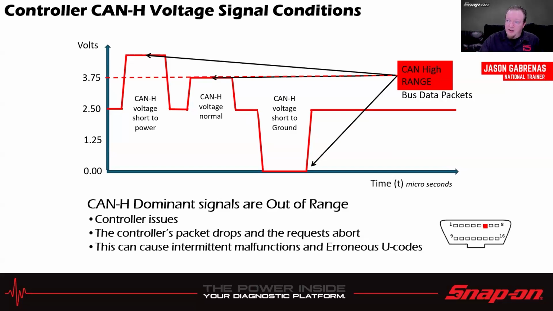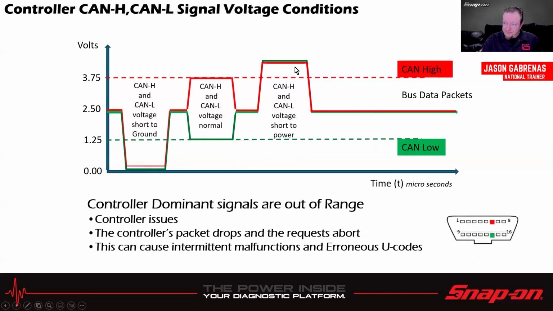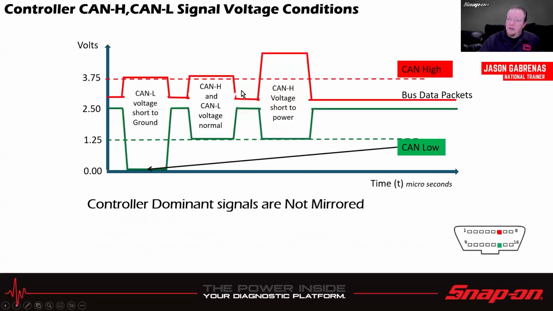So a couple different scenarios we could have. If the voltage on the high side is short to power, it'd be up above that 3.75 volts. If it's normal, it would be at the 3.75. And then if it's short to ground, it'd be down here on the bottom at 0. Same thing with the low side: short to ground, normal, short to power. Both could be short to ground, both can be normal, both could be short to power. One could be shorted to ground, one could be shorted to power. And it could work in any of the combinations of those. They can both be normal, of course.